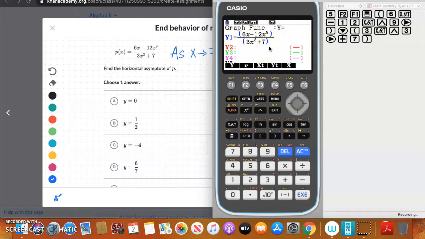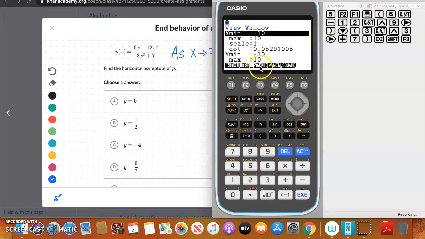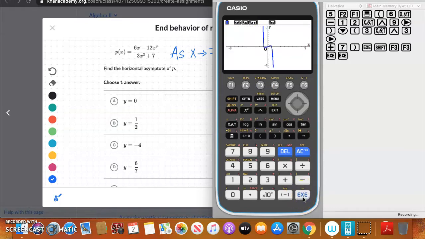Now, press enter. Now that is in. Let's take a look at it using our standard viewing window, which is Shift F3, viewing window. If you press Shift, you only get one choice, viewing window. And then if you press standard, which is F3, mine is already set to standard. Negative 10 to positive 10, negative 10 to positive 10. Now it's set on standard. Let's take a look. So there's my function.